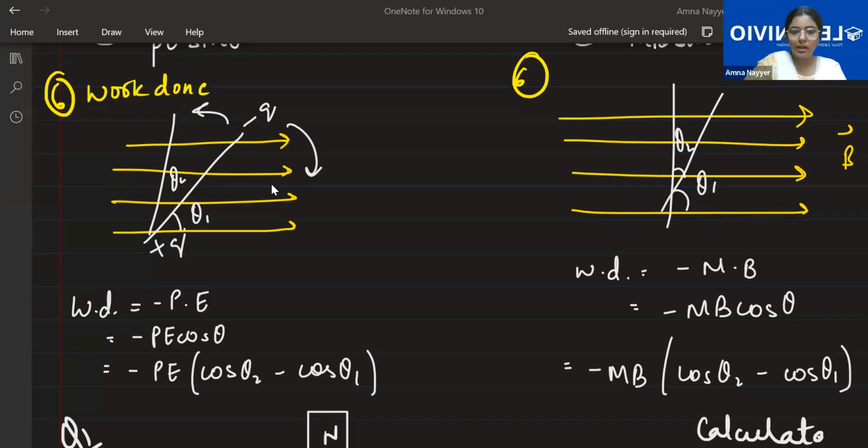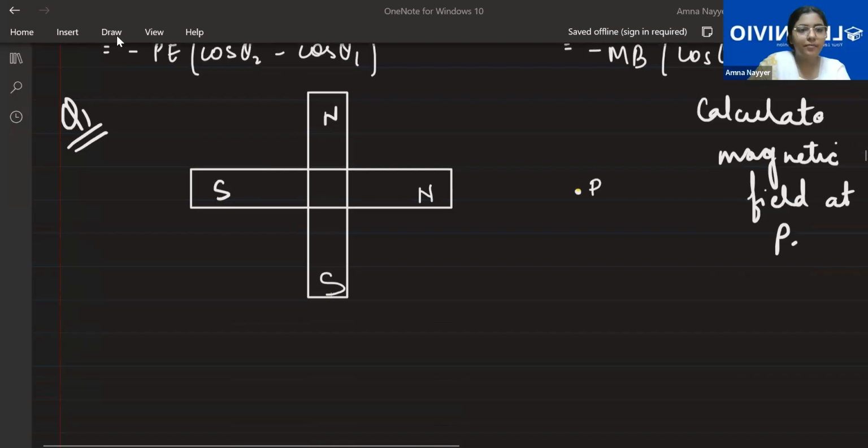Okay. Let's practice one question. Two bar magnets are kept perpendicular to each other, and at a point P, we have to calculate the net magnetic field. So, tell me, Basmi, let's say this is the first magnet, this is the second magnet. For the first magnet, is the point lying axial or equatorial? Axial, ma'am.